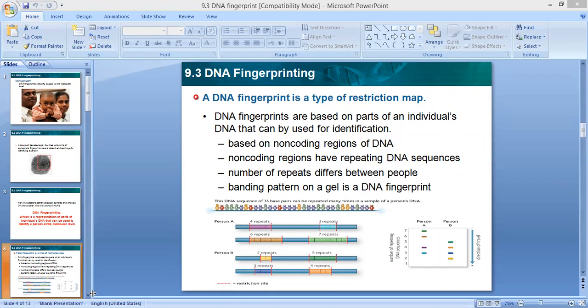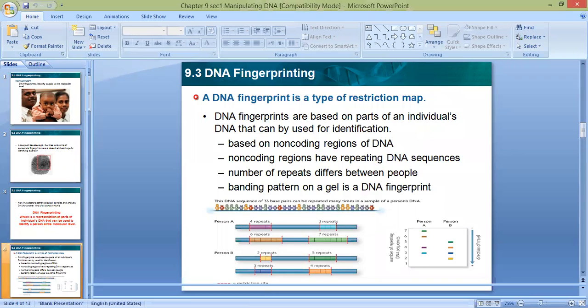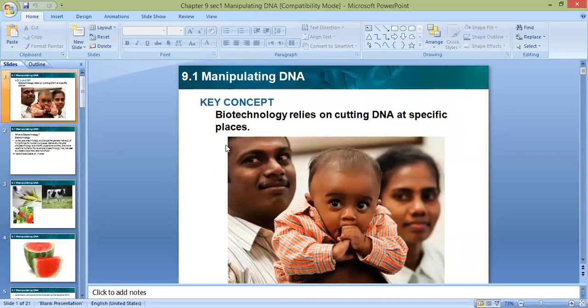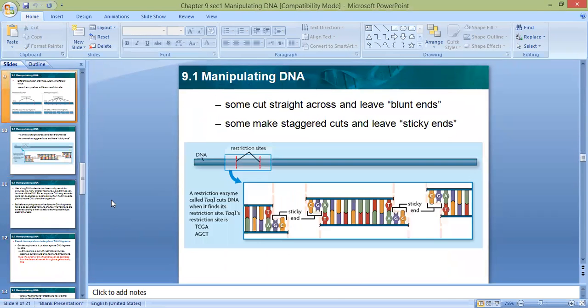I'm sharing a PowerPoint with you. Can you see it? Yes. No, not this one. Just one minute. This one, manipulating DNA. Can you see it? Yes. What is the restriction map?